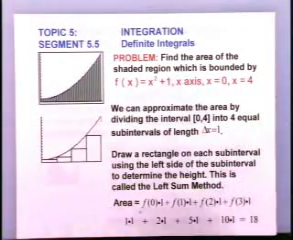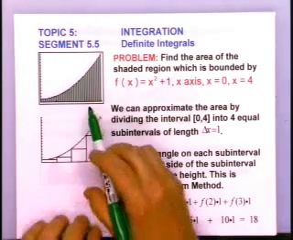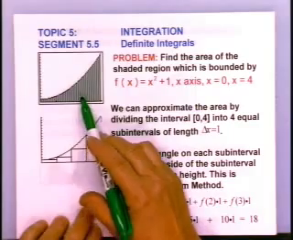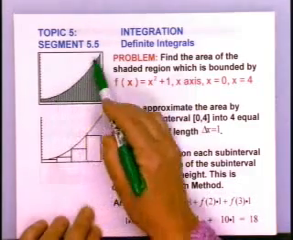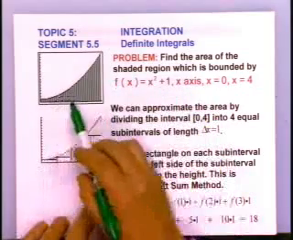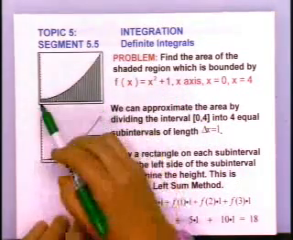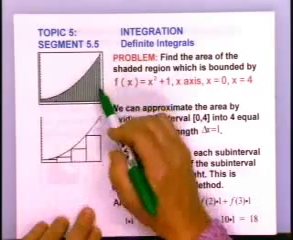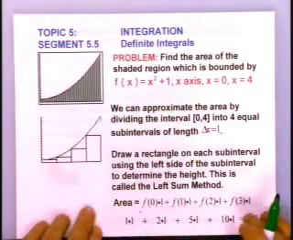In geometry, we learn to find the area of rectangles, triangles, circles, etc. But what if we wanted to find the area of this shaded region shown in this diagram? This region is unusual because it's bounded on the top by the function x squared plus 1. It's bounded on the bottom by the x-axis, on the left side by the vertical line x equals 0, and on the right side by the vertical line x equals 4.